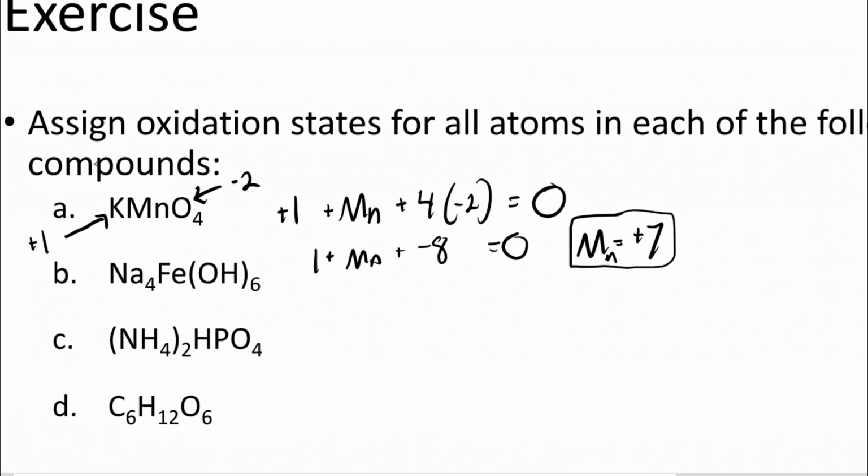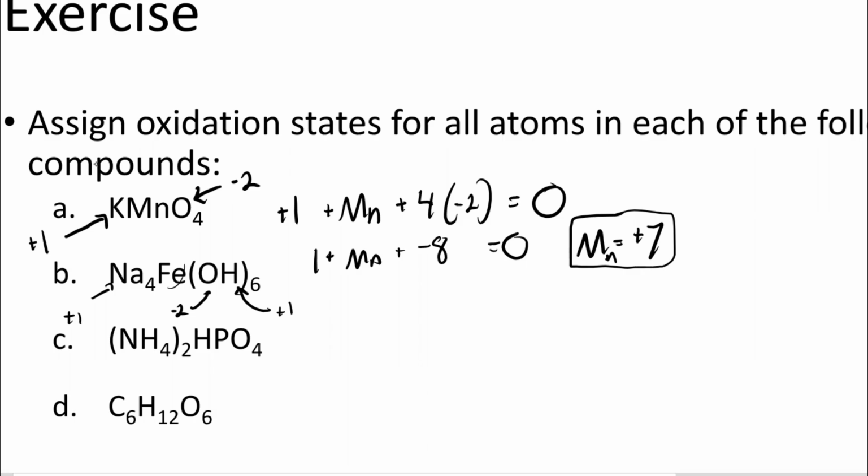So manganese is +7. So yeah, that's basically it for assigning oxidation states. We'll do B together, and then I'll give you a minute to do C and D on your own. So for B, same thing. We have hydrogen this time. So we know hydrogen is what? Good, +1. Oxygen is -2. Sodium is good, +1. And then iron, we don't know, but we'll figure it out.